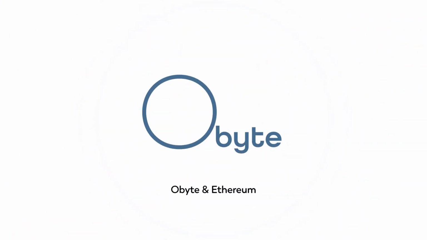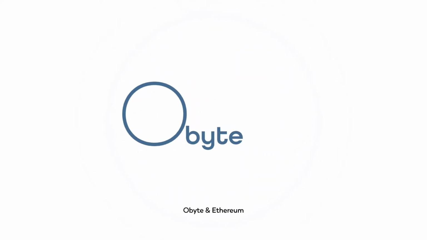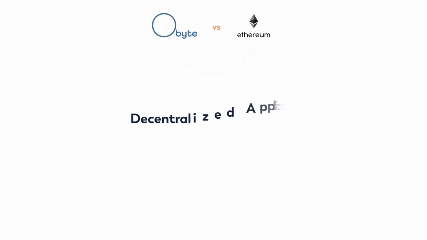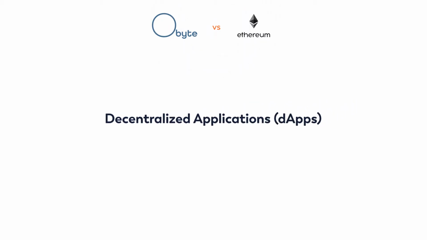In today's video, we're going to take a look at both Obyte and Ethereum. Join us as we break down the differences and similarities between the two protocols. Looking at the protocols side by side shows us that both of these networks currently host a wide variety of decentralized applications, dApps, including DeFi and NFT solutions.